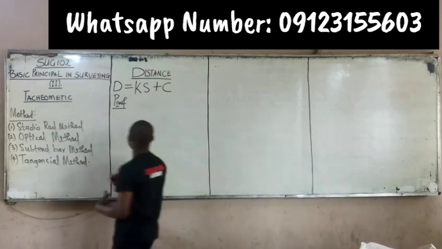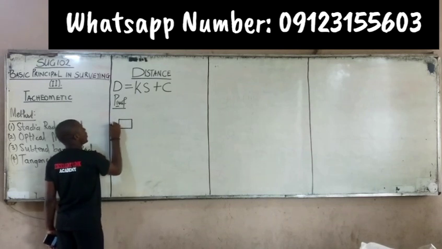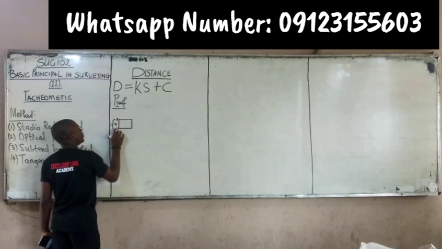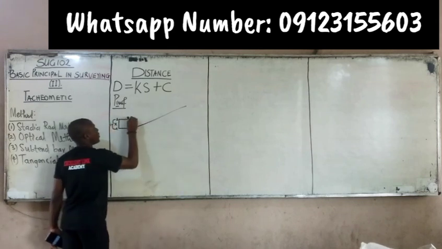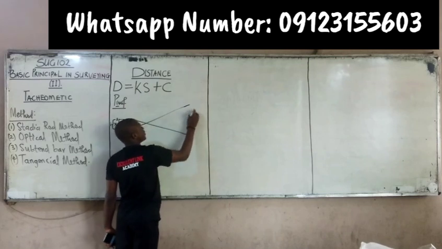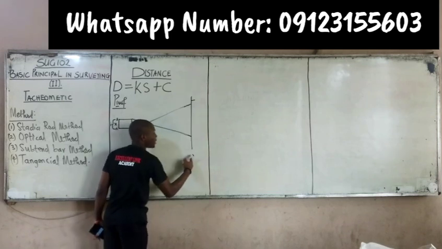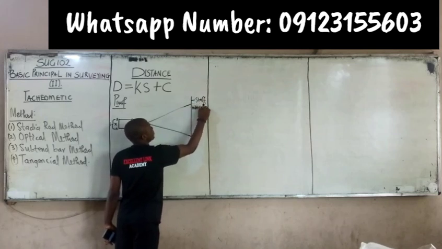So the diagram goes this way, something of this nature. I'll call this here X, here B, and here A, right? I'll have it in this format. Observe, if you want to prove D is equal to Ks plus C, you have to memorize the diagram, right? This rod here is called the staff intercept. We call it staff intercept X.